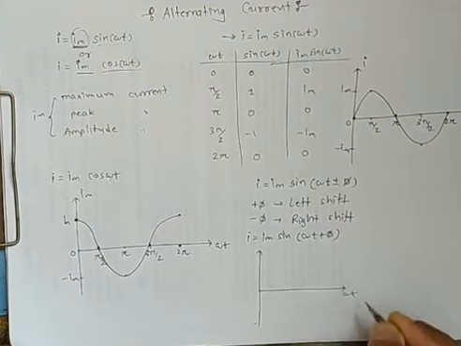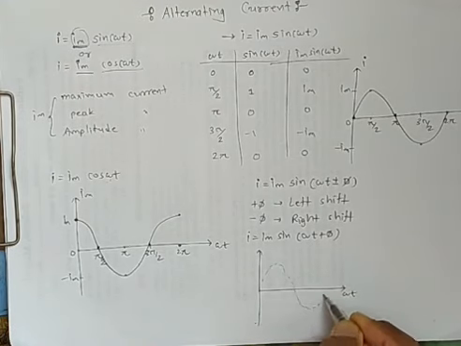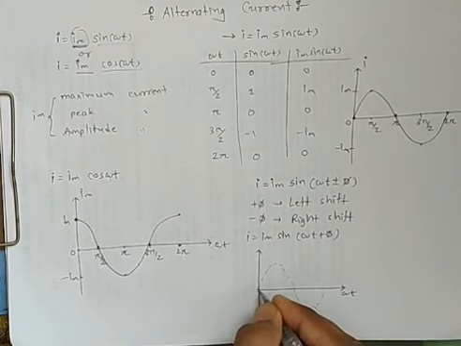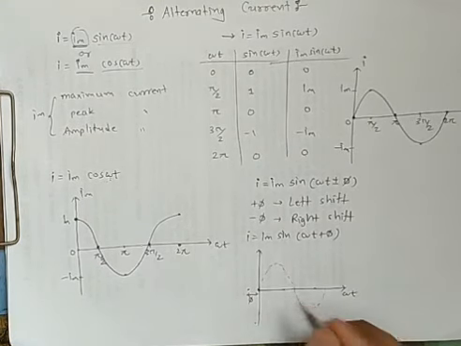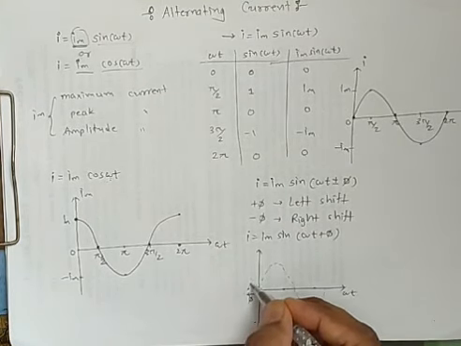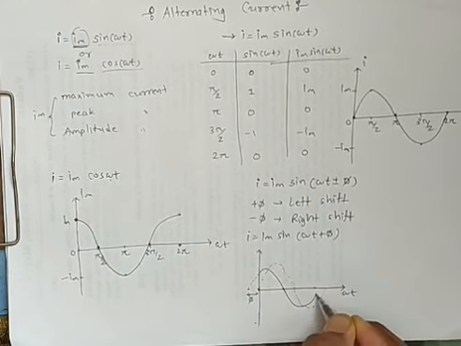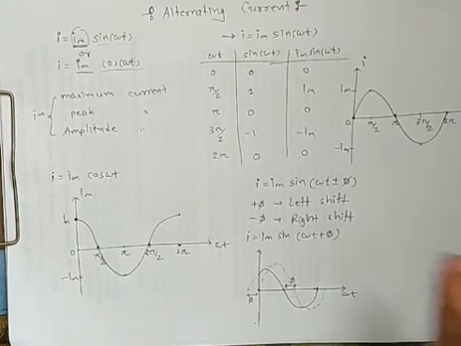So how to draw this waveform? If it is sine, then it may be like this. You have to shift this waveform to the left side by phi. So shift this point here. How much shifting? Phi. Shift this point here and shift this point here. So your waveform looks like this. This whole waveform is shifted by phi to the left.